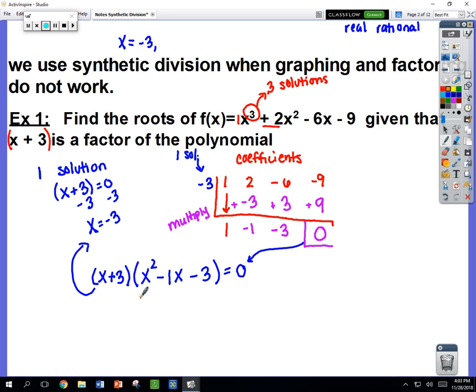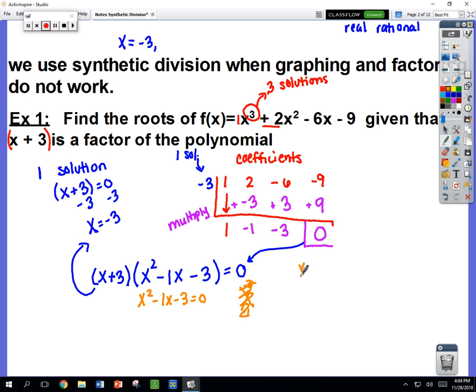So when I look at this, x squared minus 1x minus 3 equals 0, first I would check and see, can I use the factor x? And I can't, because it doesn't factor. Nothing will multiply to give me negative 3 and add to give me negative 1. So I need to do the quadratic formula.